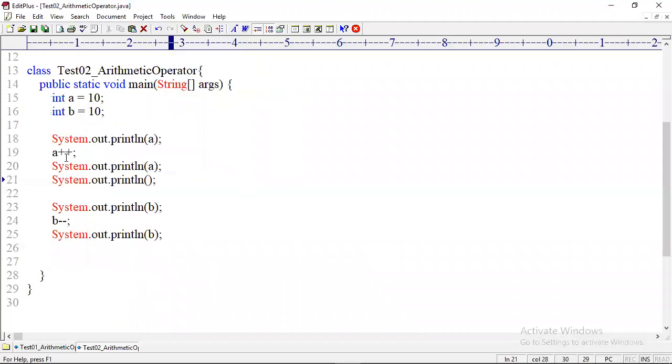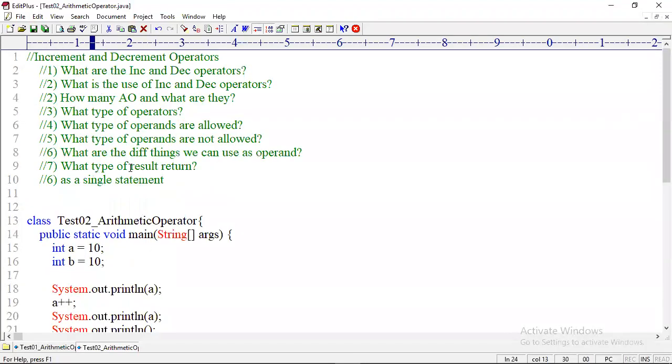Where do we use the increment decrement operator the most? Mostly we will use increment decrement operators with loops. In the loop concept, for loop, while loop, do while loop, we will use increment and decrement operators the most. Okay, fine, that is the use of increment and decrement operators. Now tell me, how many increment decrement operators we have and what are they?